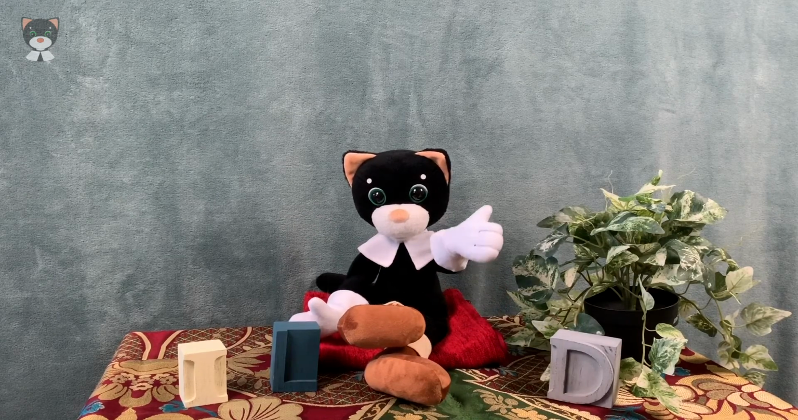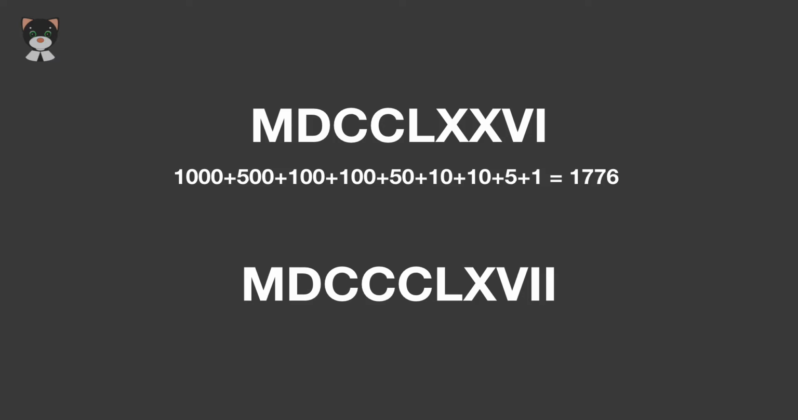Now, let's go back to the 2 numbers I've shown you at the very beginning. Can you read them? The first one, 1000, and then 500, then 100, 100, 50, 10, 10, 5, 1. This totals 1,776. This is a very important year in the history of the United States. What happened that year? Let me know in the comments.